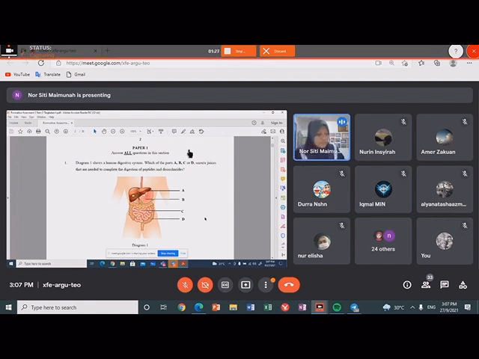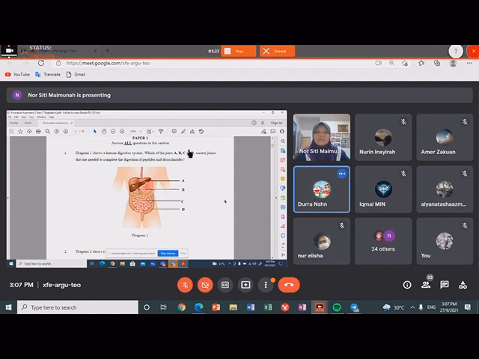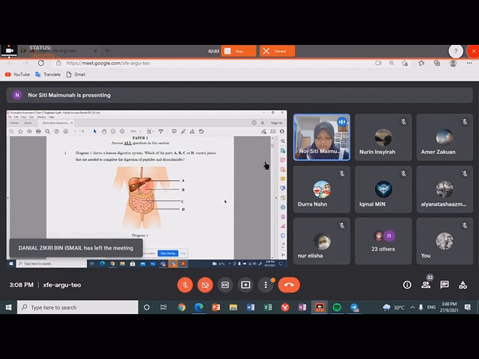Okay, number 1. Yes, teacher. Diagram 1 shows a human digestive system. Which of the parts A, B, C or D secrete juice that is needed to complete the digestion of peptides and disaccharides? My answer is A. Okay, what is A? Class? Liver.